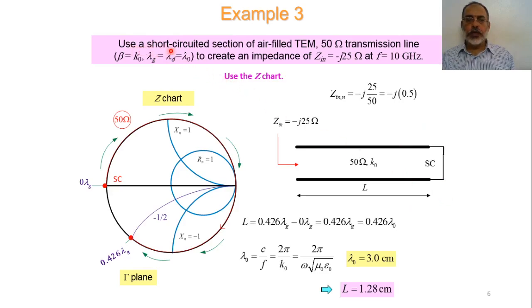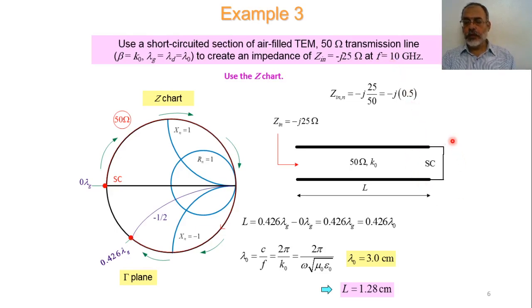In this example, use a short circuit section of air-filled transverse electromagnetic wave 50 ohm transmission line to create an input impedance Z input equal minus j25 ohms at a frequency 10 gigahertz. So we are talking about air filled. Air filled means that epsilon r equals 1. It means that the speed of light would be the speed of light in free space, 3 multiplied by 10 to the power 8. The wavelength would be the free space wavelength. And the characteristic impedance is 50 ohm, and it is required to obtain input impedance equal minus j25 ohm, or in other words, normalized input impedance equal minus j0.5, at a frequency 10 gigahertz.